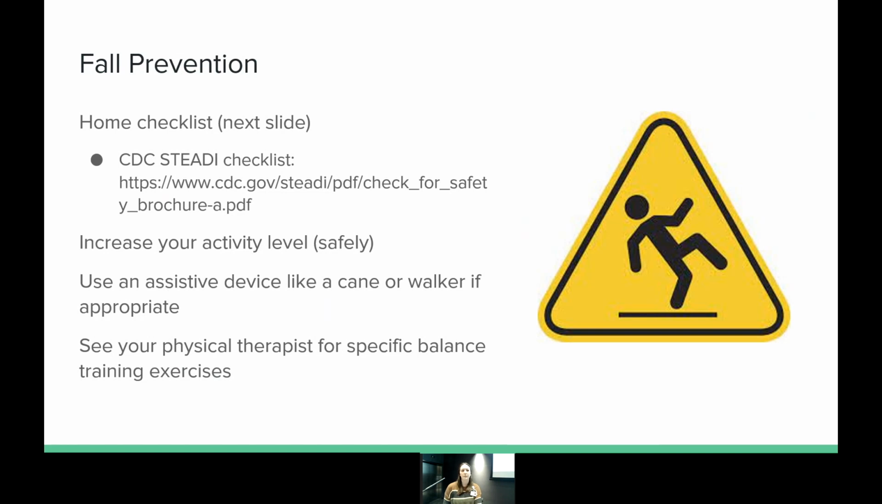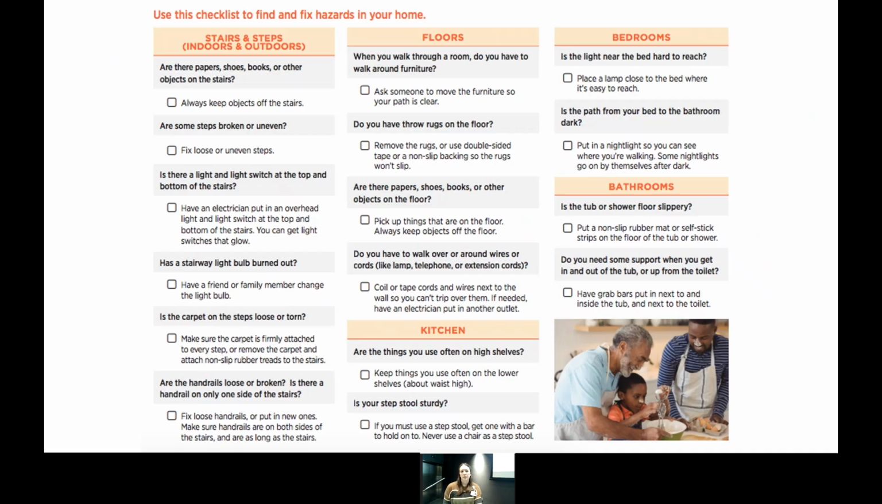This is that checklist that I talked about, and it takes you through each room or area of your house, and it gives you simple advice and simple recommendations to make it a safer environment, by eliminating trip hazards, making sure you have good lighting, things like that.